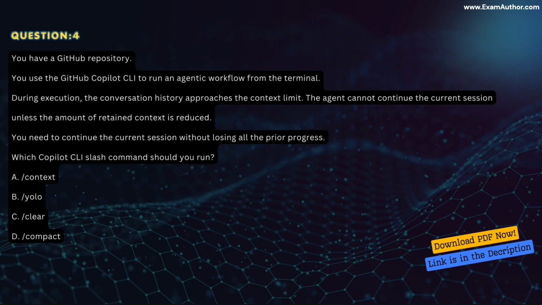Question 4. You have a GitHub repository. You use the GitHub Copilot CLI to run an agentic workflow from the terminal. During execution, the conversation history approaches the context limit. The agent cannot continue the current session unless the amount of retained context is reduced. You need to continue the current session without losing all the prior progress. Which Copilot CLI command should you run? A. /context B. /YOLO C. /clear D. /compact.